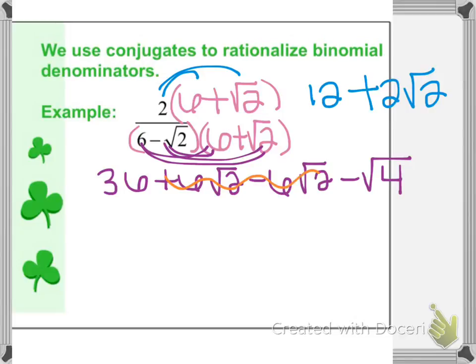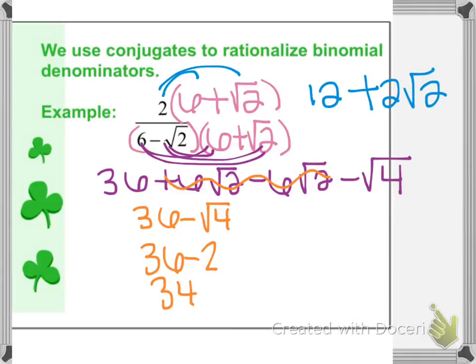Positive 6 root 2 and negative 6 root 2 cancel. Leaves me with 36 minus the square root of 4. Luckily, 4 is a perfect square, so that leaves me with 36 minus 2, which is 34. If I go to put it all together, my top is 12 plus 2 root 2, and my bottom is 34. So I have gotten rid of the square root on the bottom.